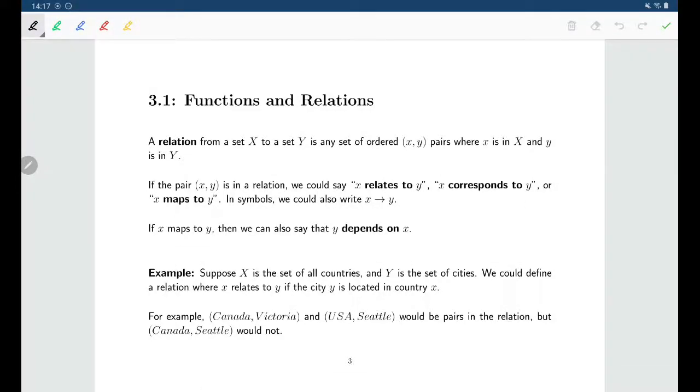Welcome back. In this section, we'll be talking about the idea of functions and relations. First, beginning with the more general idea, a relation is just any set of ordered pairs.